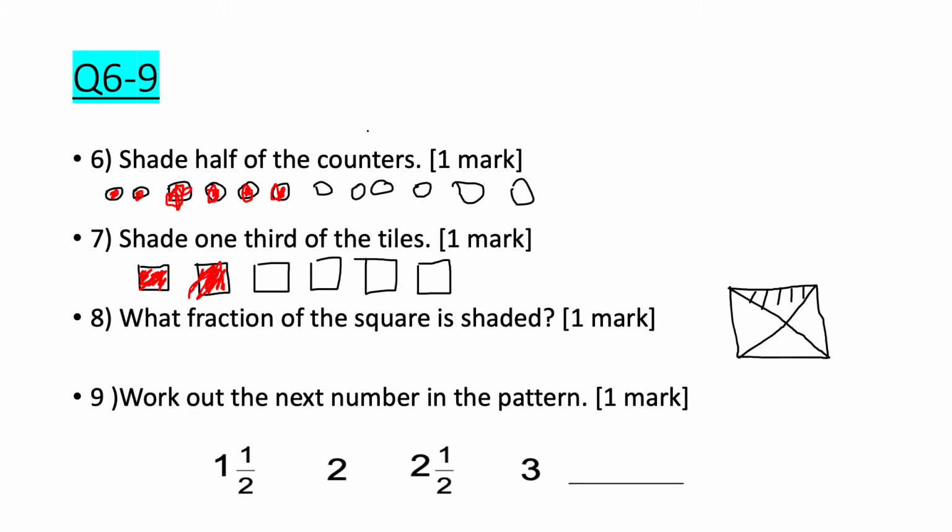Question number 8, guys. What fraction of the square is shaded? Well, it's 1 out of 4. So it's 1/4. It's 1 out of 4 parts.